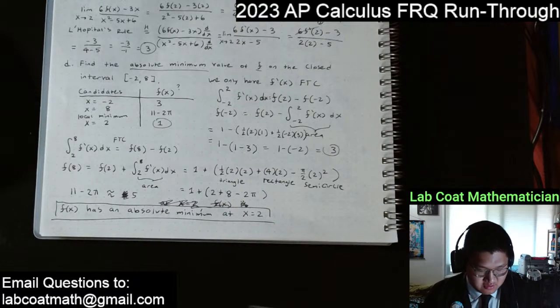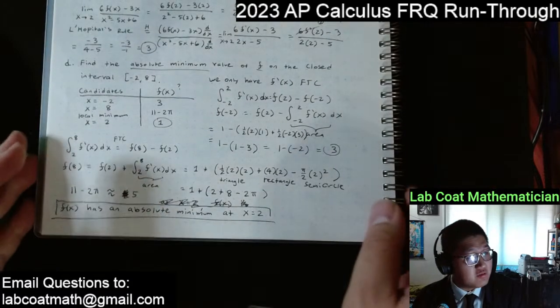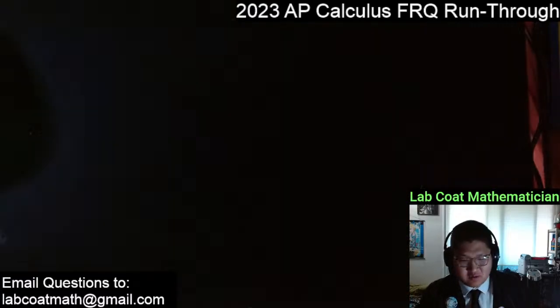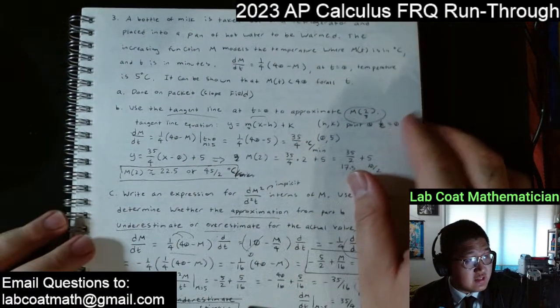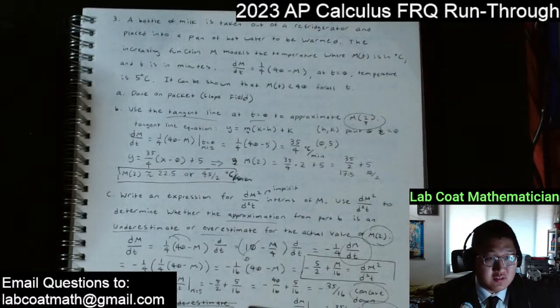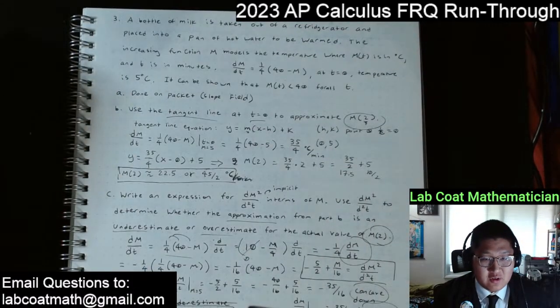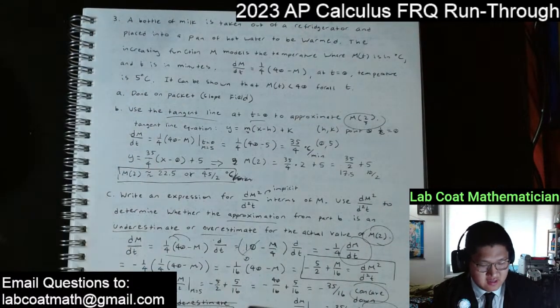And that concludes question number 4, meaning that we are ready to go back to question number 3 and start our corrections from there. Question 3 again was that bottle of milk problem. So let's see how we are scoring along this. At question number 3, we had ourselves the actual slope field.